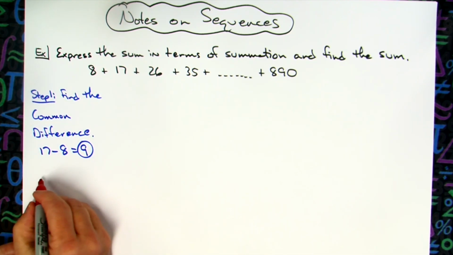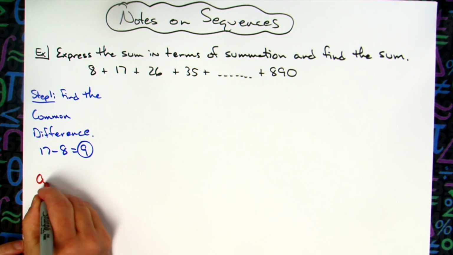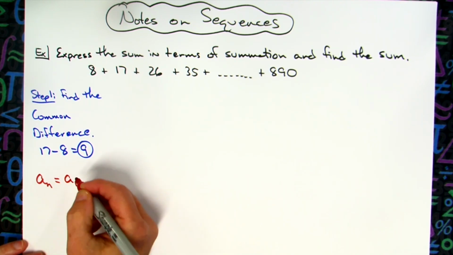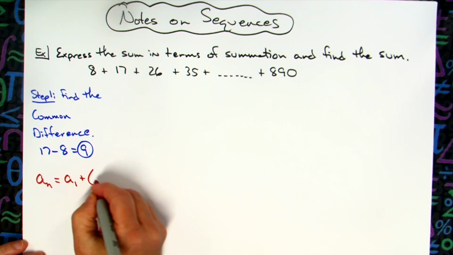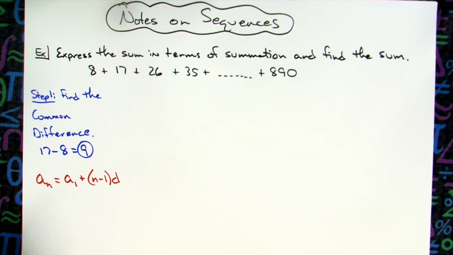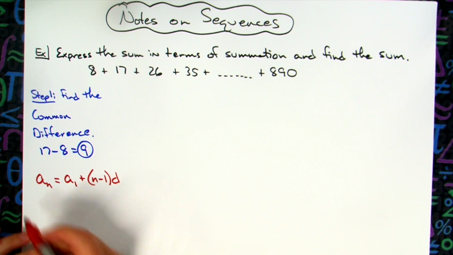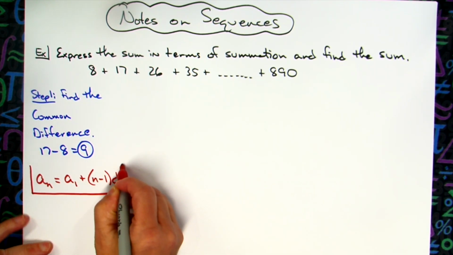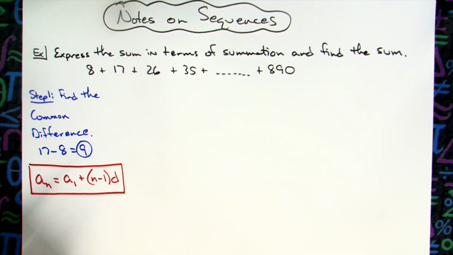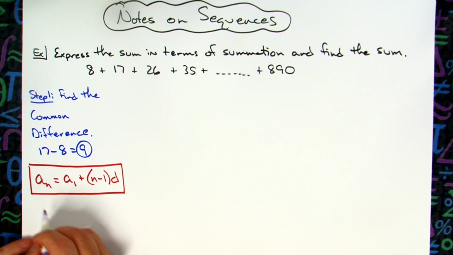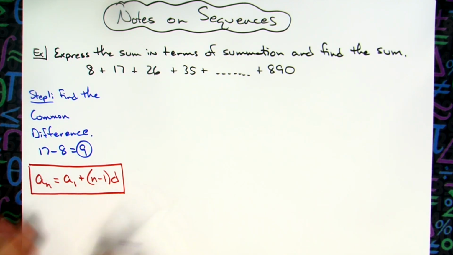We have a formula: a sub n is equal to a sub 1 plus (n minus 1) times d. So there's our formula. I think I'll put a box around that, because that's the formula that you're going to need for this. Now let's go through and see if we can identify some of these parts. This is the overall formula.